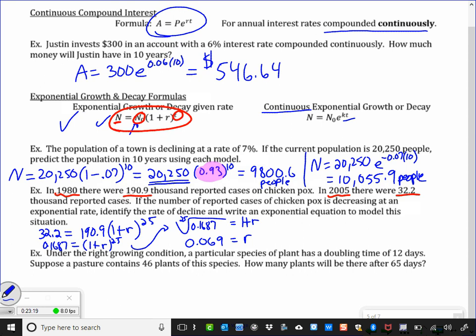All right, so I'm going to write the model. There's my rate. So I got N equals, and my initial amount is 190.9. I'll keep that there. I have 1 plus R. So frankly, 1 plus R will be 1 plus this number, so 1.069, right?